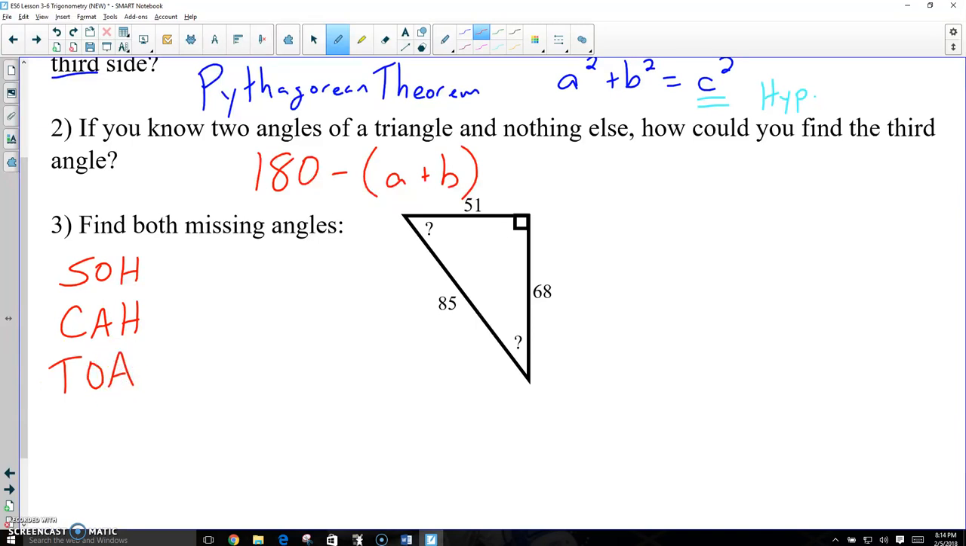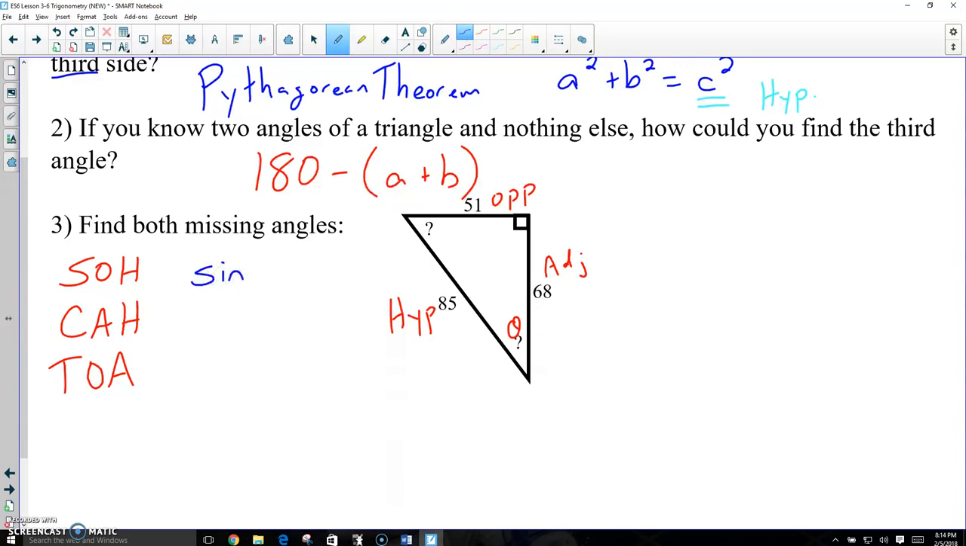Since I know all three sides, let's say that I want to find this bottom right angle first. That makes the 85 my hypotenuse, the 51 the opposite, and the 68 the adjacent. Since I know all three sides, I can choose any of the three trig ratios. Since sine is listed first, I'm just going to choose that.